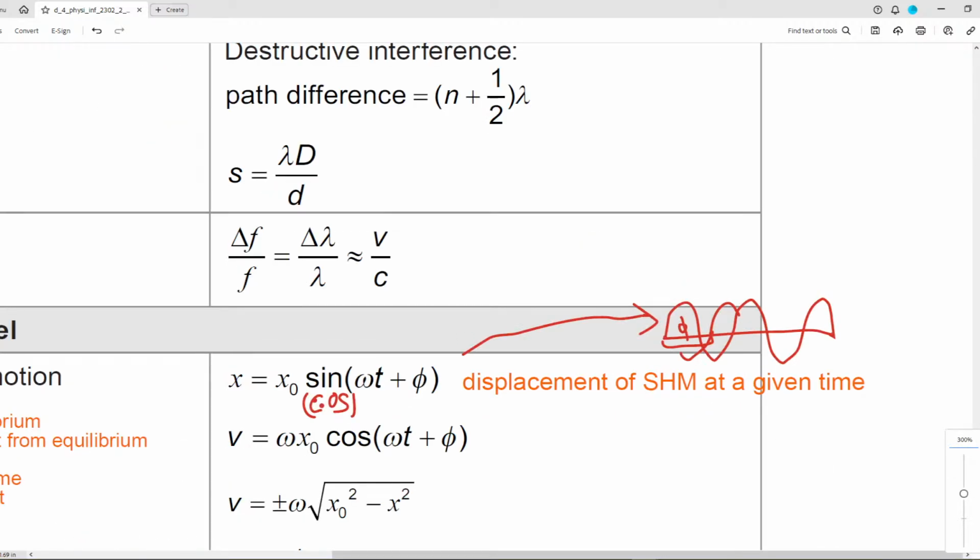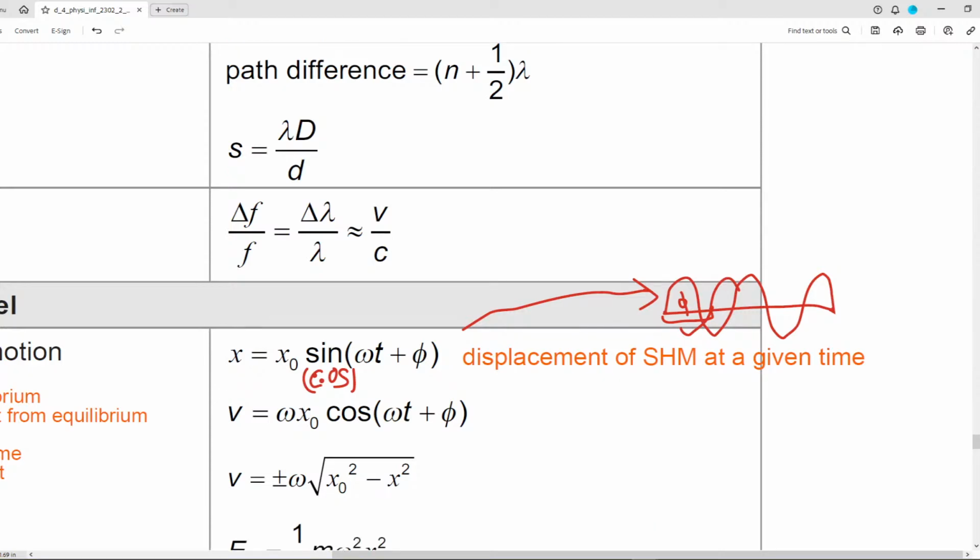So hopefully that explains everything. That's why it's sine, and omega, of course, is 2 pi over period, which is the angular frequency, and time is time. Next one, of course, you can find by taking the derivative. Yes, big word, but this is basically the velocity.